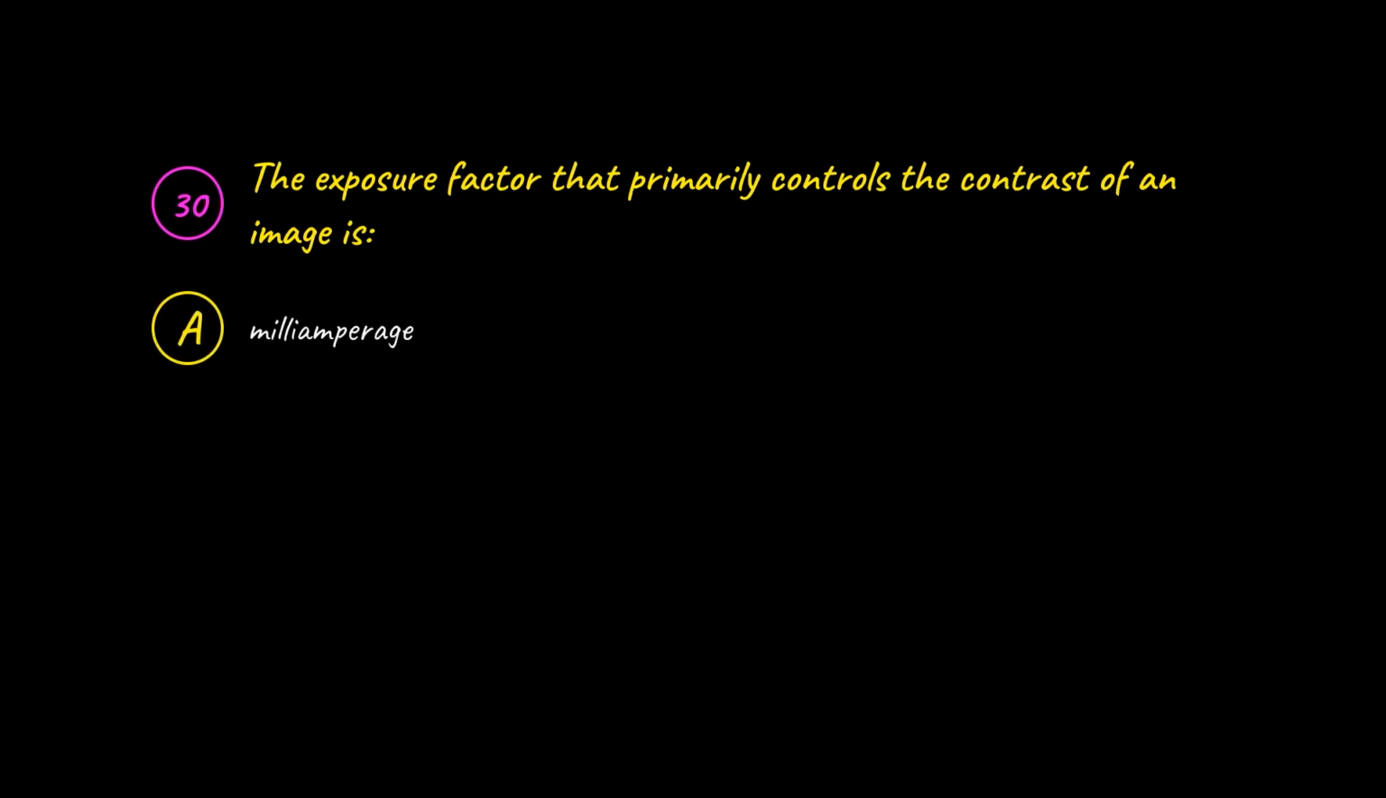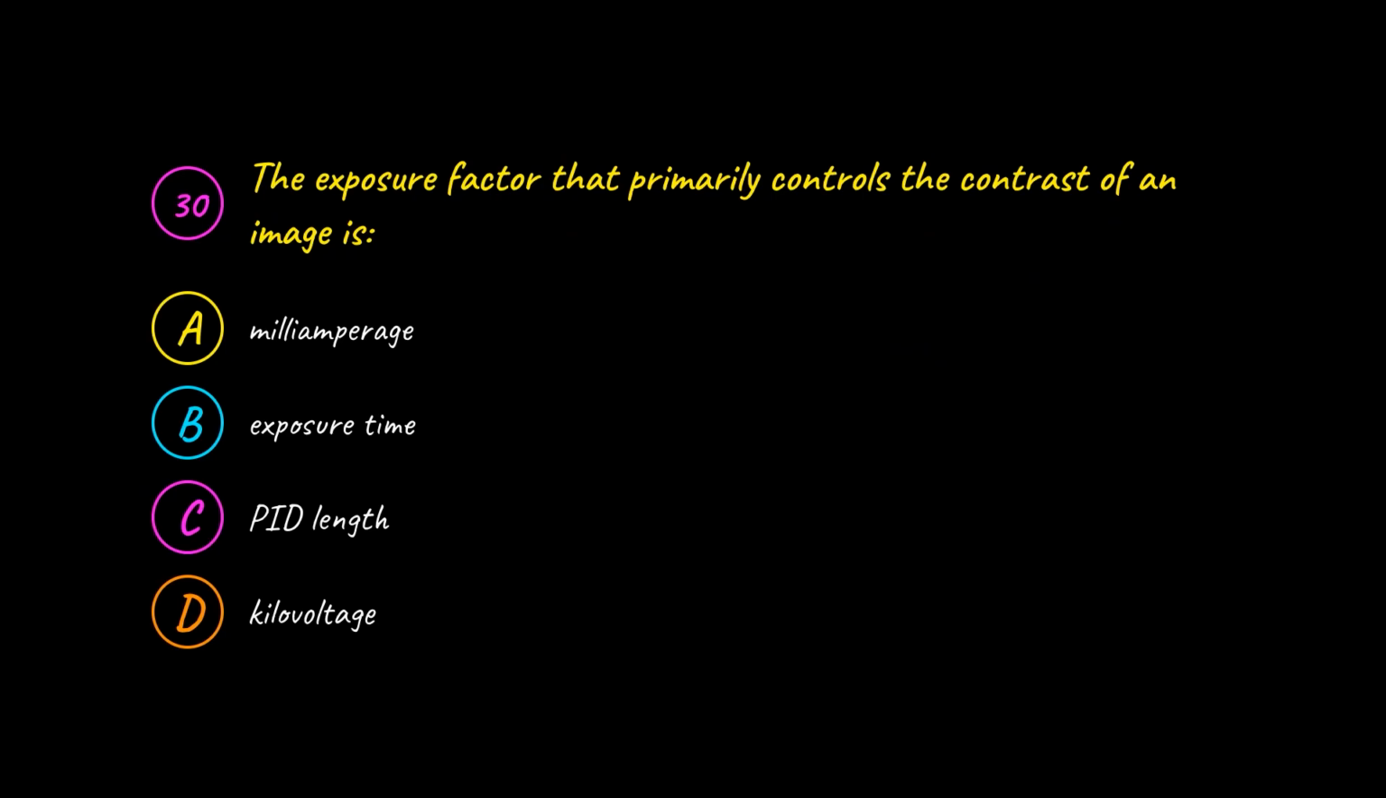Question 30. The exposure factor that primarily controls the contrast of an image is. Your options are A. Milliamperage, B. Exposure time, C. PID length, D. Kilovoltage. Which would you go with? Lock it in before the reveal.